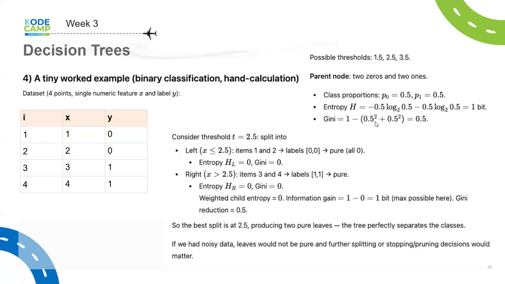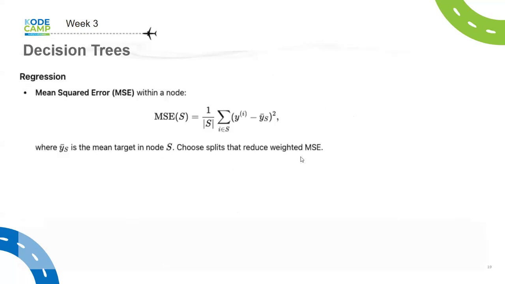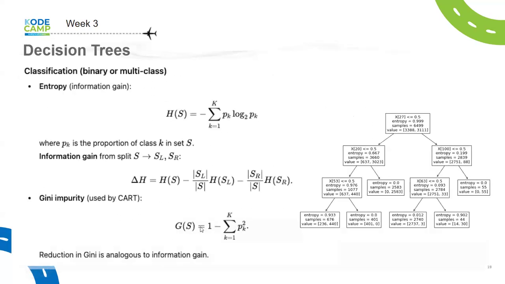Then you calculate the Gini impurity. The Gini impurity function is 1 minus the sum of the squares of the proportion for each of them. So since we have two proportions, we have two classes, true and false. The first one is 0.5. So the square of 0.5 is 0.25.